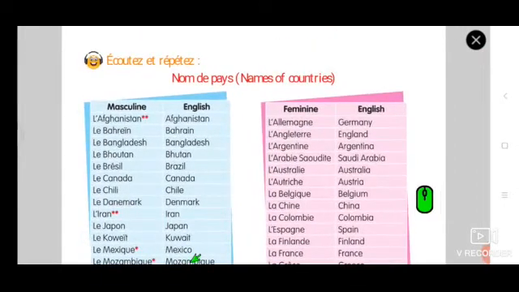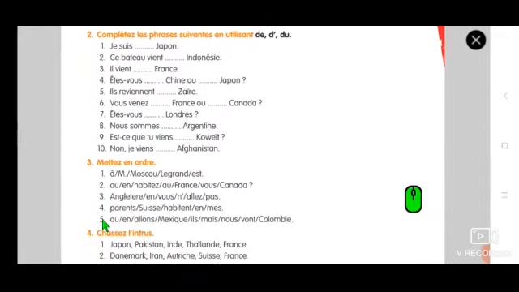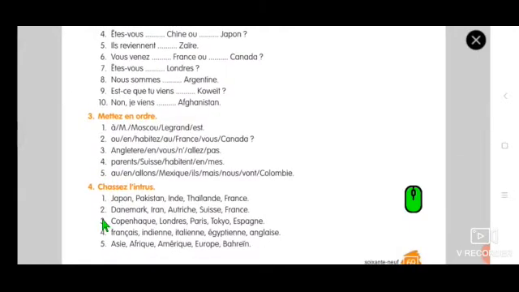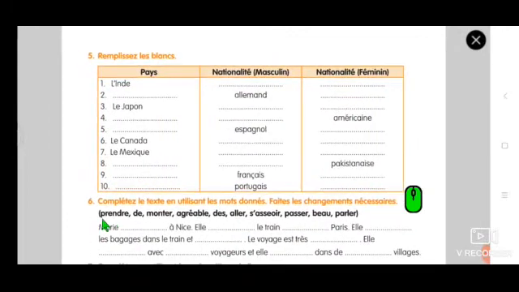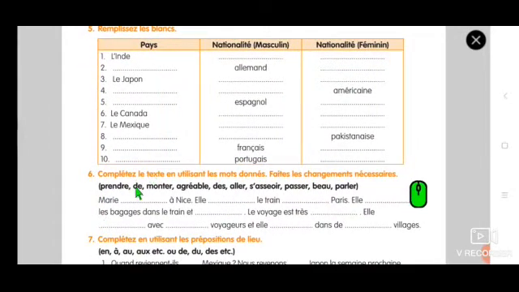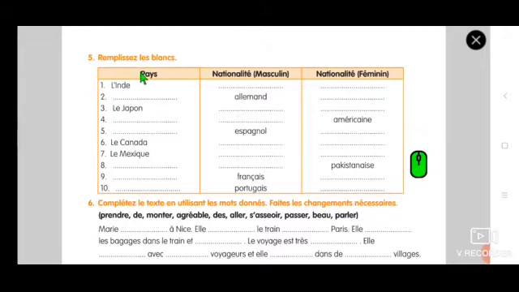Basically you must know the country names which appear here. These two exercises are very important, so write and see these two exercises. The Météo exercise, the fourth exercise, is also important, and this passage based exercise. This exercise I will not ask. Remplissez les blancs, I gave you as homework, but I think I will not ask this. Anyway, you just give a try.